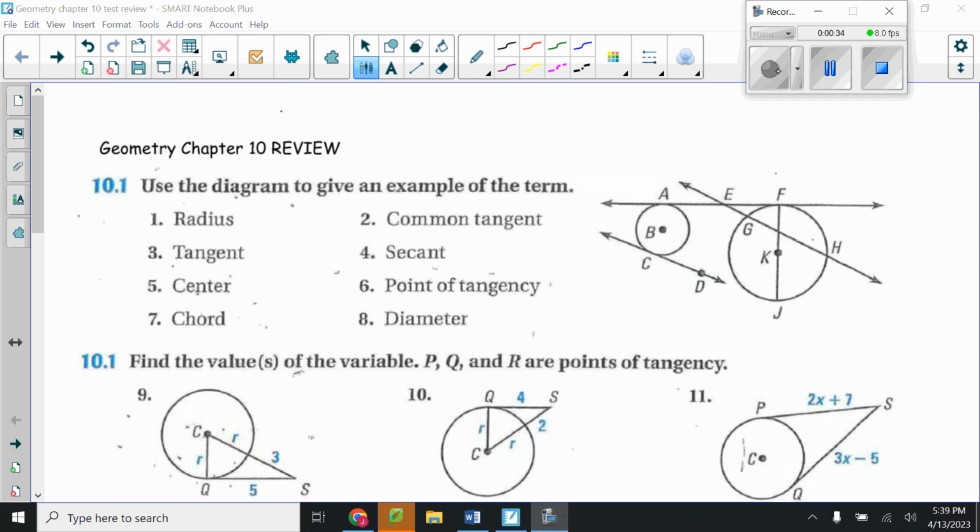Okay. So here, number one, a radius. I have several to choose from. I could either choose FK or KJ. It doesn't matter. We'll just say KJ. So segment KJ.